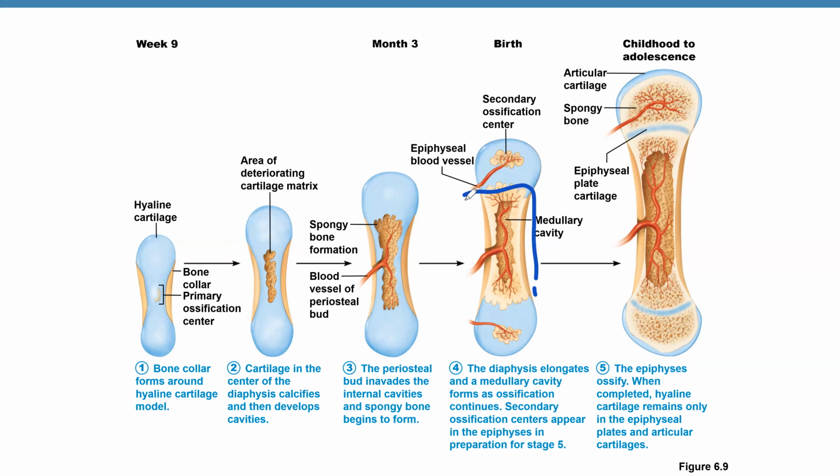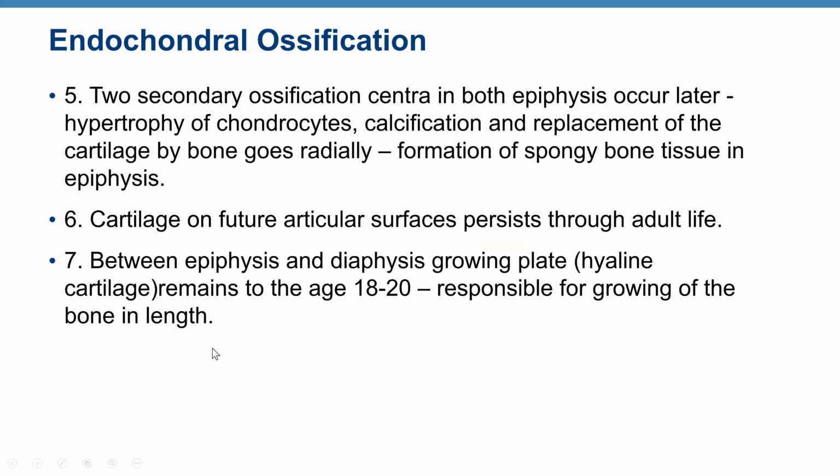Now, when we're done with the middle of the diaphysis, then secondary ossification centers appear in the epiphysis, and prepare us for stage 5. So the epiphysis ossifies. When completed, hyaline cartilage remains only in the epiphyseal plates and articular cartilage over here, right? So now let's go ahead and read in more detail what's going on. Right, so that's our previous 2 slides.